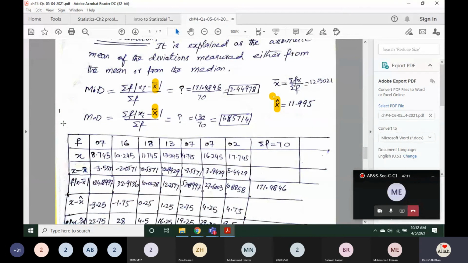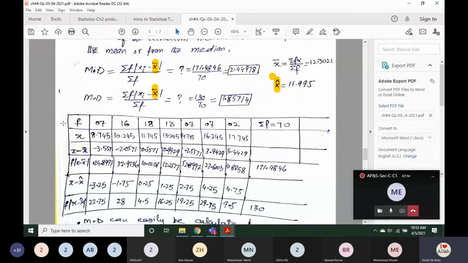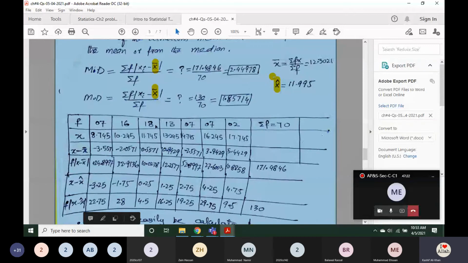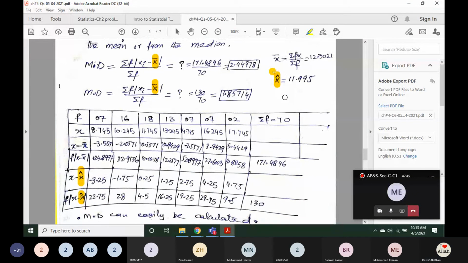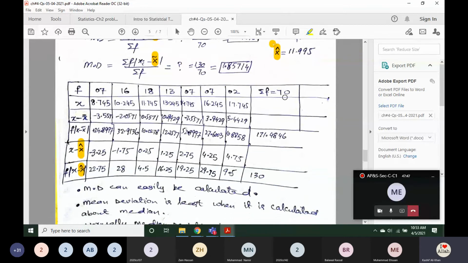But if you are interested to calculate the mean deviation about median, so you need to compute x minus x tilde. So there is again tilde sign here, not the hat notation. So this is a mistake here. So please correct it. And the mean deviation about median is 1.85714. So note that mean deviation about the median is always smaller than the mean deviation about mean. So that is the key point.